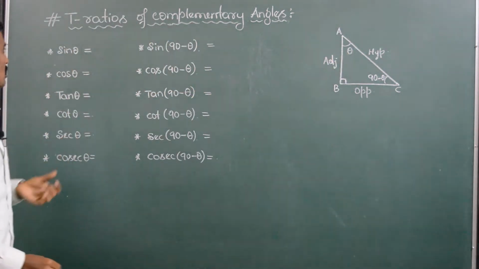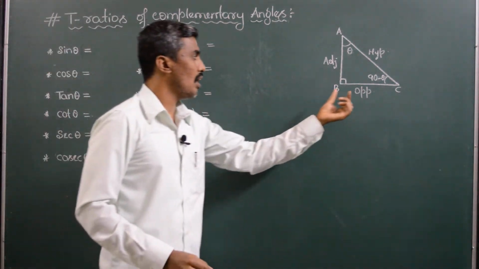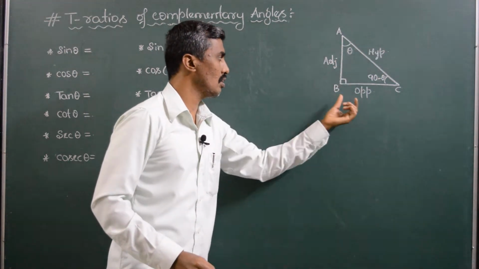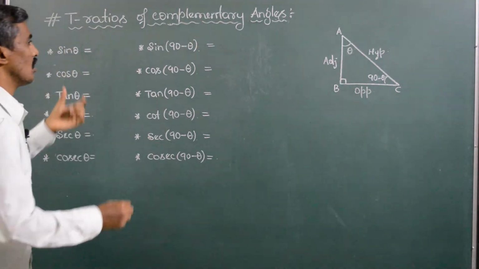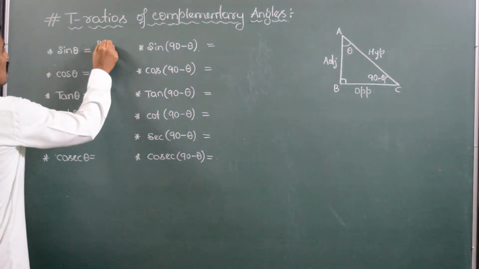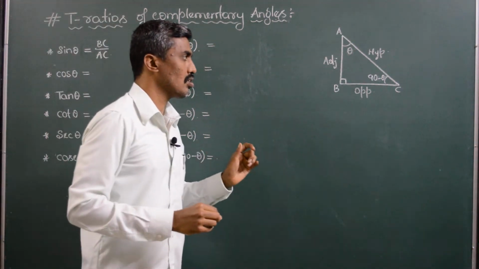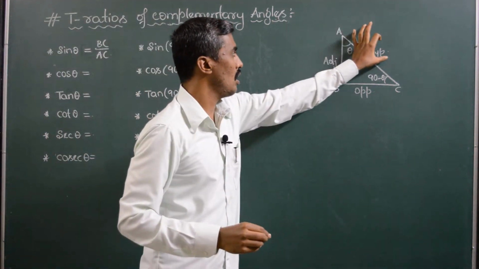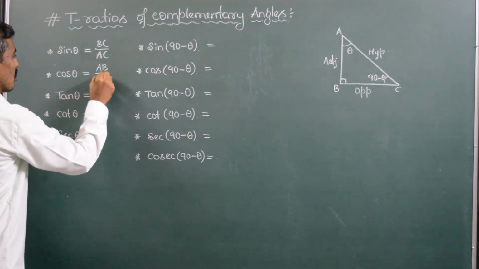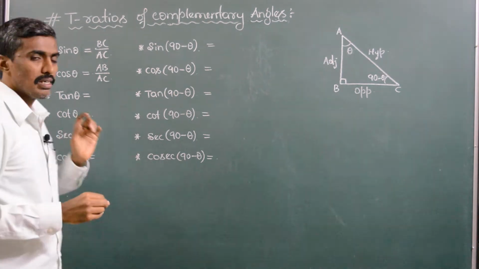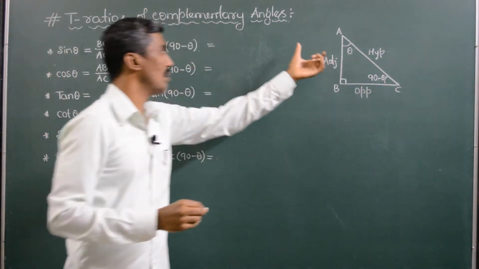The first trigonometric ratio is sin theta. What is sin theta? Sin theta is equal to opposite side by hypotenuse. Here the opposite side is BC and the hypotenuse is AC, therefore sin theta is equal to BC by AC. Next, cos theta. What is cos theta? Adjacent side by hypotenuse, therefore AB by AC. Next, tan theta. What is tan theta? Opposite side by adjacent side, BC by AB.